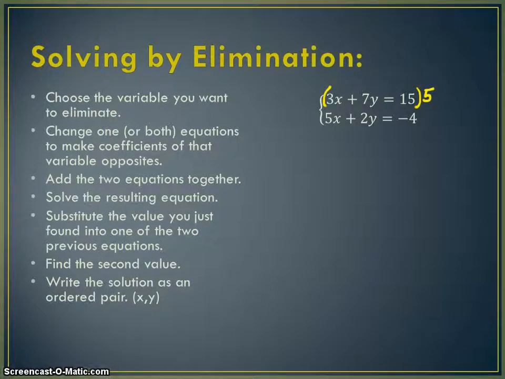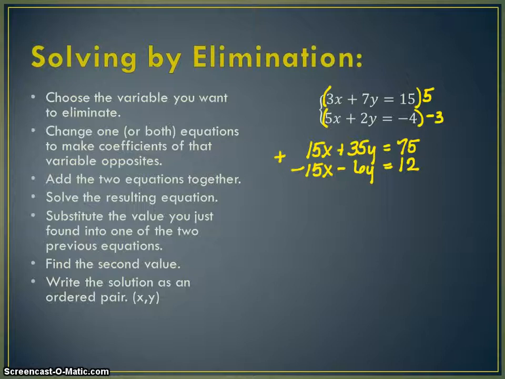Now that's going to give me a new equation of 15x plus 35y equals 75. I'm taking everything in that first equation times 5. And then for the bottom equation, so that I end up with opposites, I need a negative 15, which means I'll need to multiply by negative 3. When I multiply that entire equation, I get negative 15x minus 6y equals positive 12. And then I'm ready to go to the next step, which is to add the two equations together.